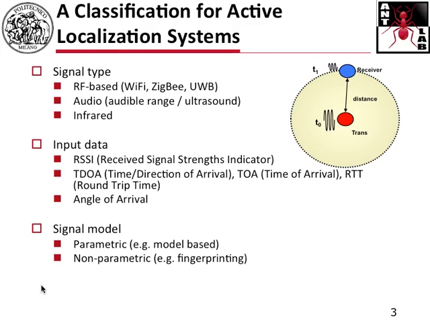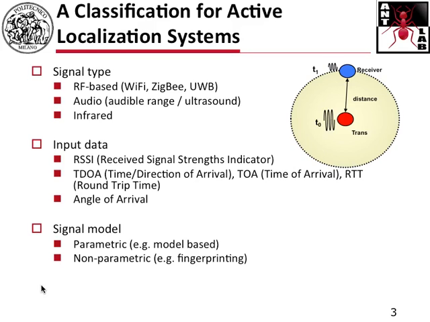Okay, so you can decide which technology to use, which signal out of that technology to use, and then you can also decide what kind of signal model to be used. So what kind of model to be used to get out the positioning information out of the signal you're using. And here you have two kinds of approaches. The first one is a parametric one, and the other one is a non-parametric one.